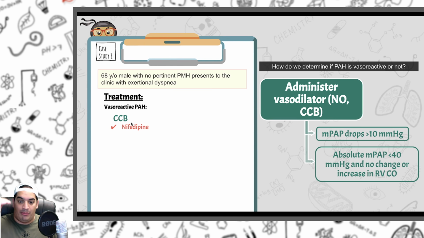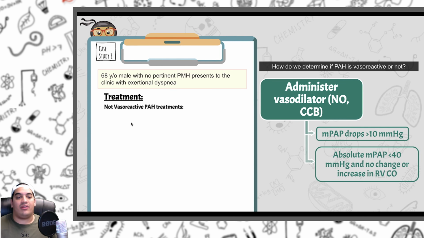If it dropped the pressure more than 10, and the absolute pressure that we have in the pulmonary circulation is less than 40, and if the pressure in the pulmonary arteries is lower, did it improve the right ventricular cardiac output? If it did, this shows a vasoreactive pulmonary artery hypertension that would benefit from a calcium channel blocker. So we would continue nifedipine if that was the case.